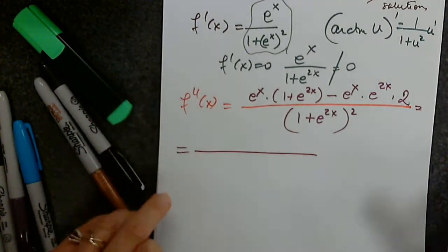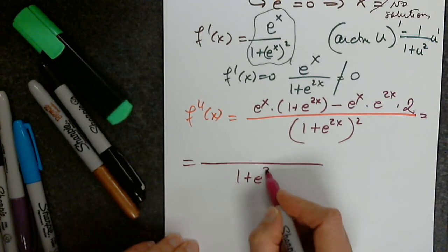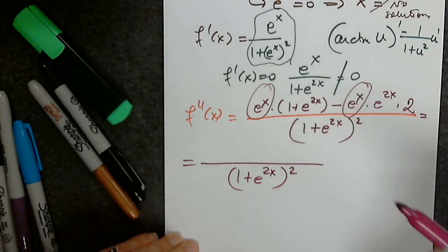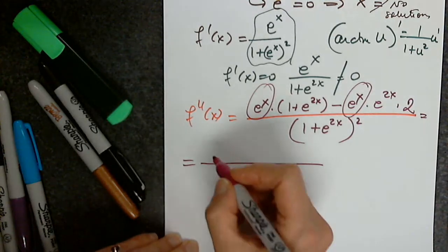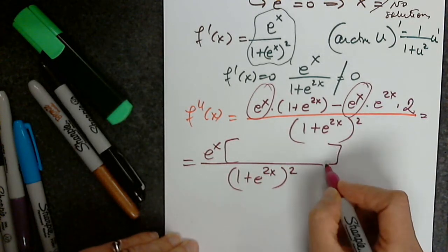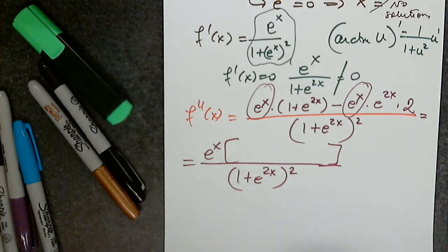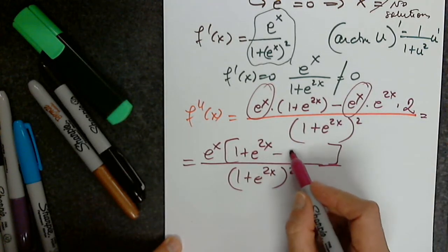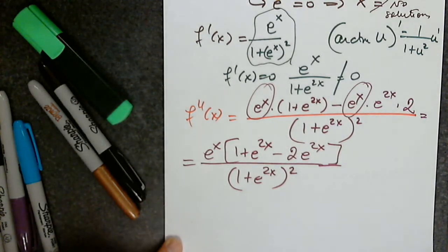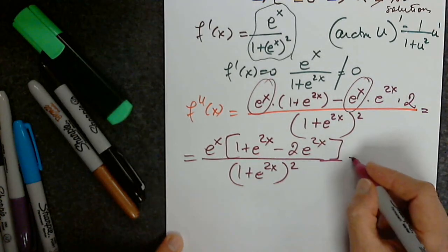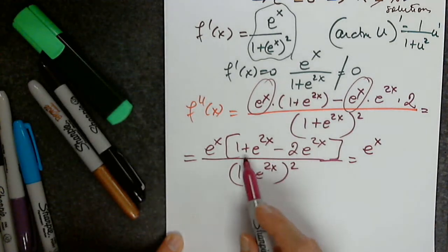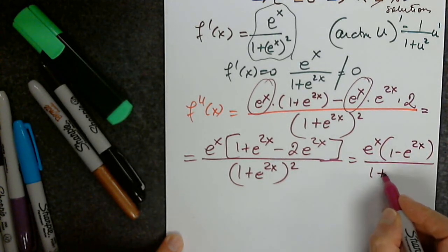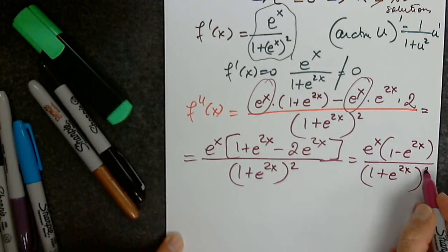So now I have (1 plus e to 2x) squared. I will definitely factor out e to the x because it's in the way. Now let's see what is left. I have 1 plus e to 2x and minus 2 e to 2x. And I have e to the x, and this is 1 minus e to 2x over (1 plus e to 2x) squared.